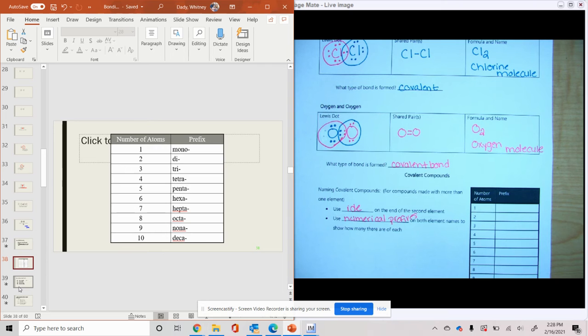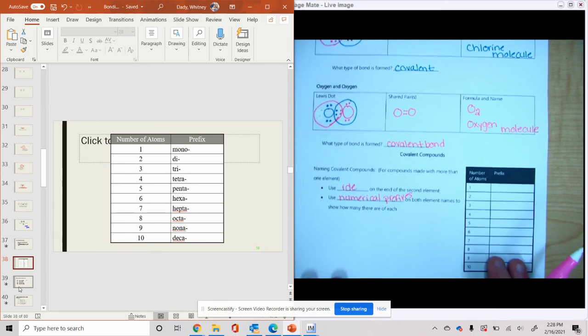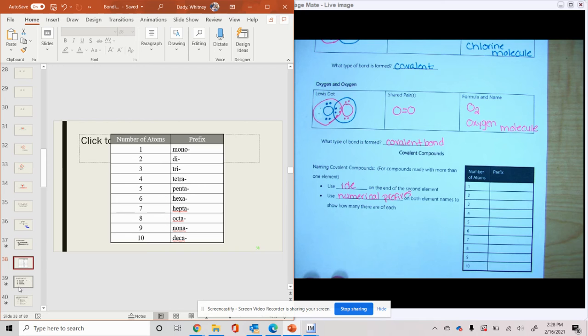I need you to copy down these prefixes in this chart right here to make sure that you understand them. So 1 would be mono, 2 would be di, 3 tri, 4 tetra, 5 penta, 6 hexa, 7 hepta, 8 octa, 9 nona, and 10 is deca. Make sure you copy these so that you don't get confused with deci and all of those.